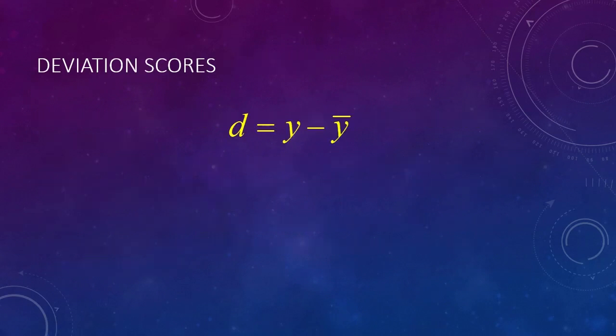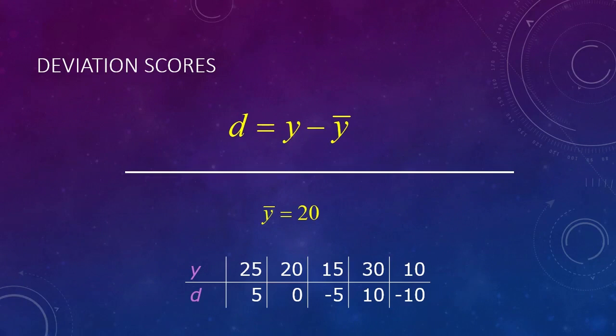Let's start with deviation scores. A deviation score is a score's distance from the mean. The formula for a deviation score is to subtract the mean from the score. Here's a sample of scores taken from a distribution of scores that has a mean of 20. A score of 25 is 5 above the mean, so the deviation score is 5. A score of 20 is at the mean, so the deviation score is 0. A score of 15 is 5 below the mean, so the deviation score is -5.